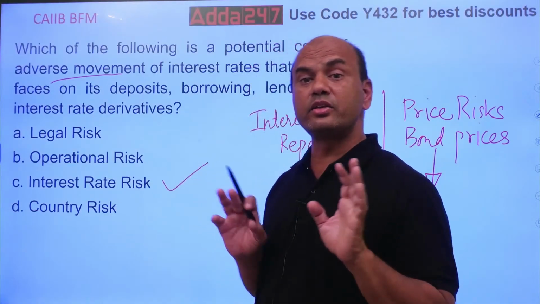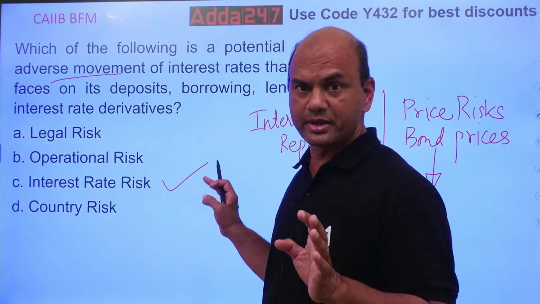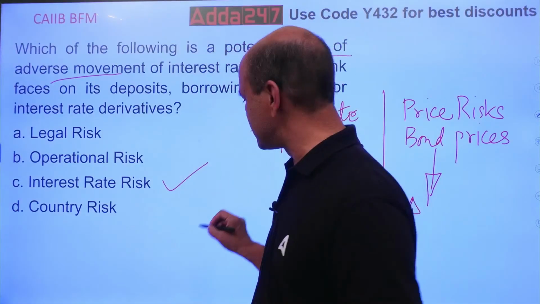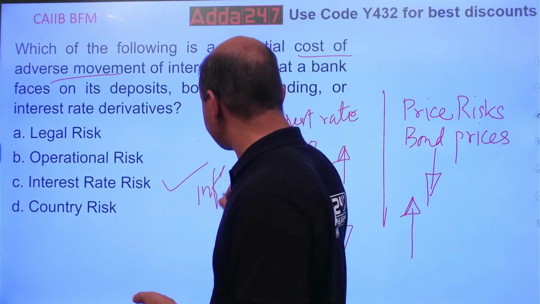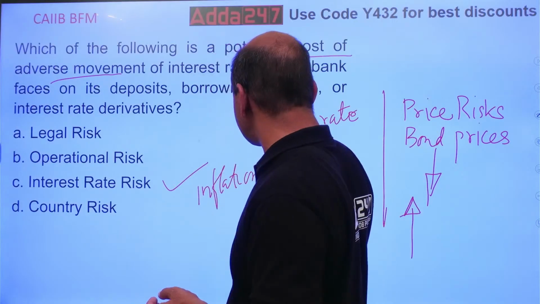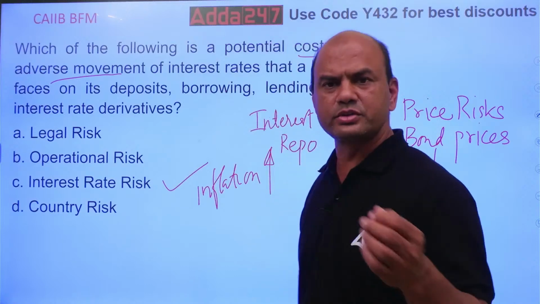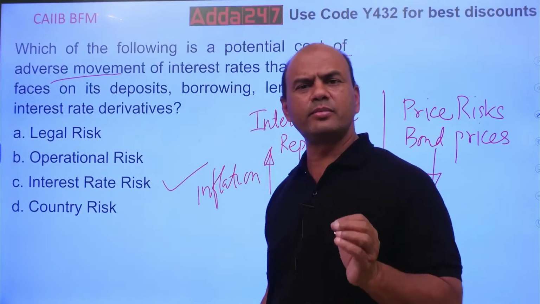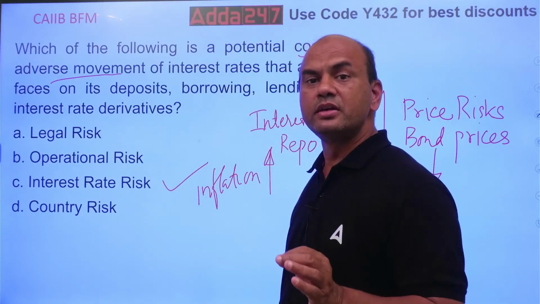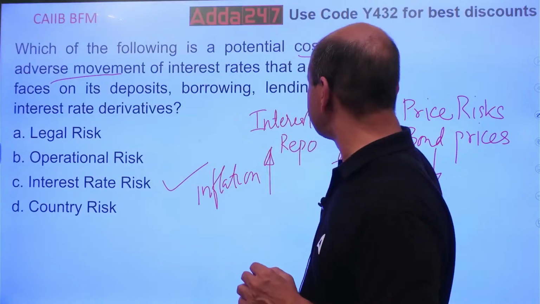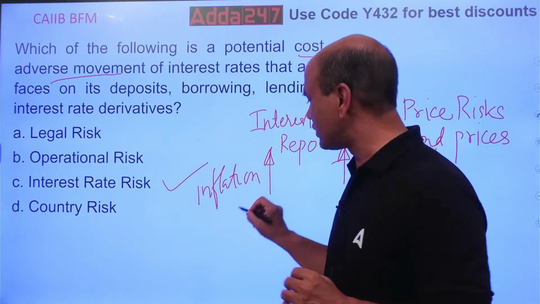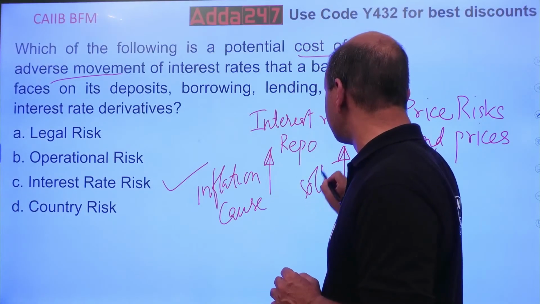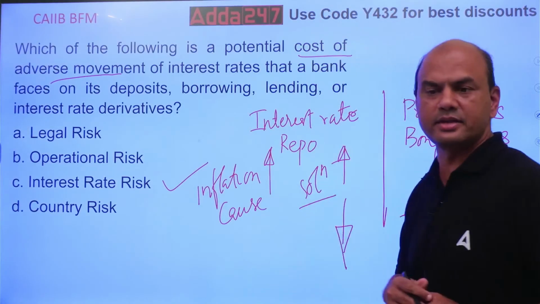You should be very clear in your basics in this part. I'll give you a simple logic. If inflation goes up in any country, what will happen? The first thing your central bank or RBI will do is increase the interest rates. This is the cause and this is the solution. So RBI will increase the interest rates.